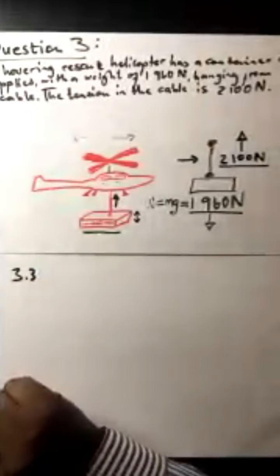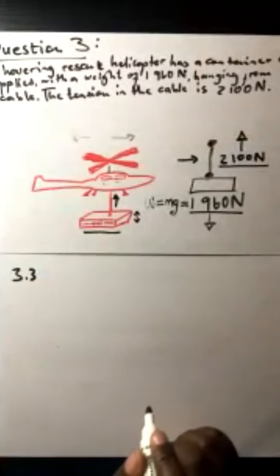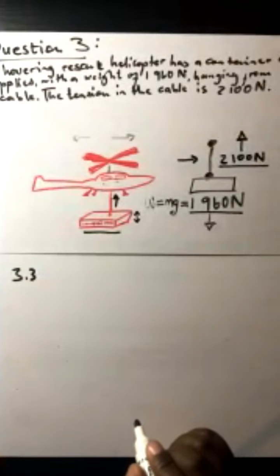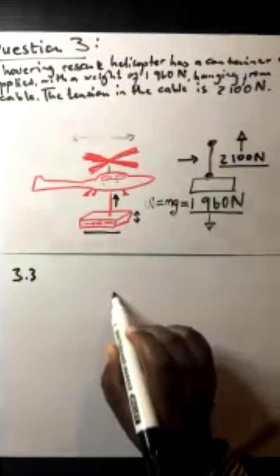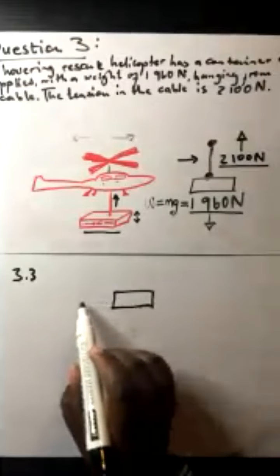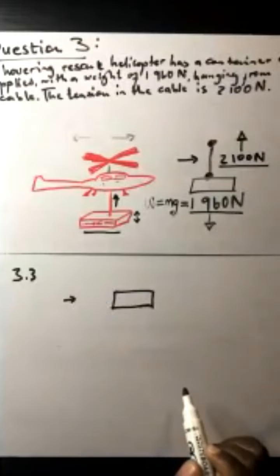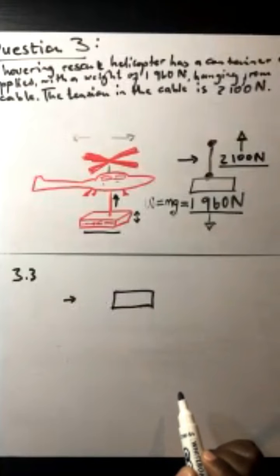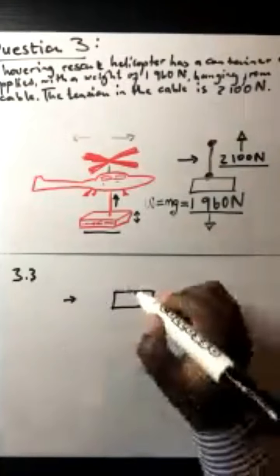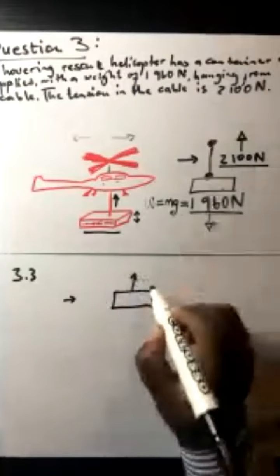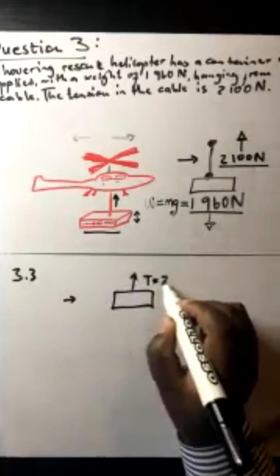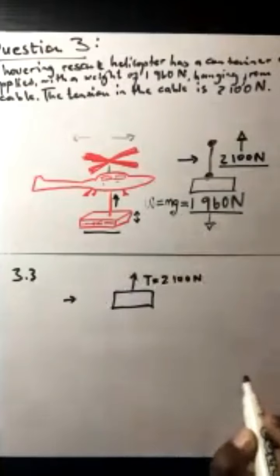So let's now move to question 3.3. So let's see, what does that question say? It says, why does the container remain stationary despite the tension being greater than the weight? So can you see, they are asking you, why does this container stay stationary? Remember, when it stays stationary, it means it's not moving upwards. So this thing is being pulled by that force of tension, which is 2,100 Newton.